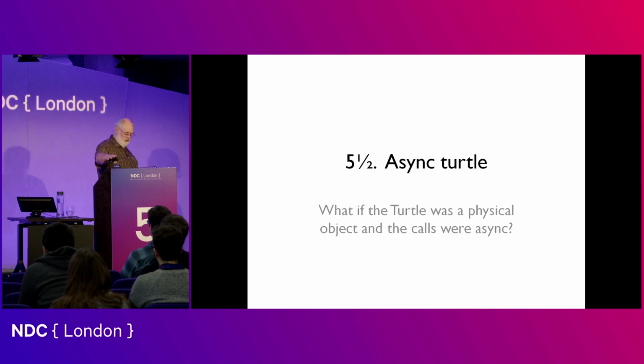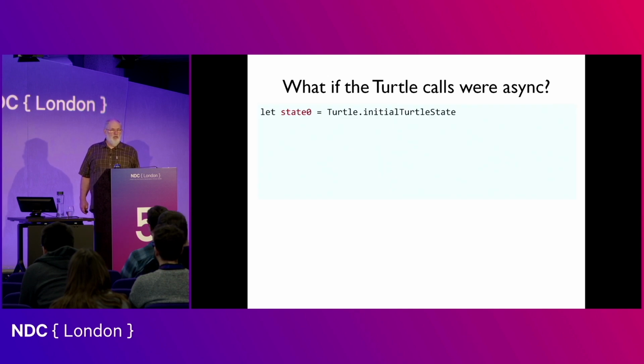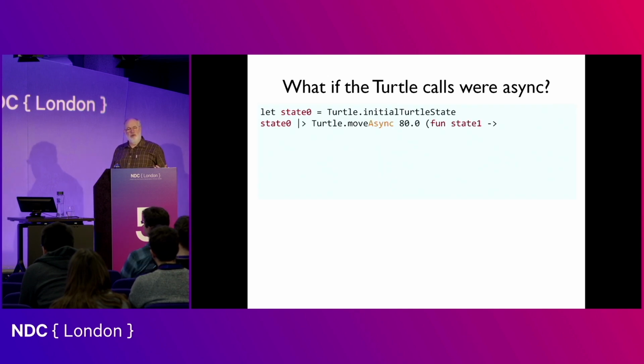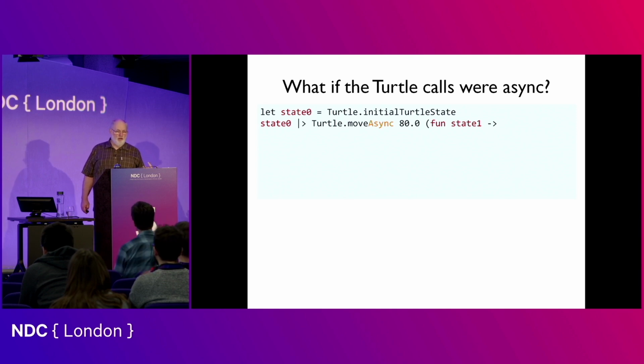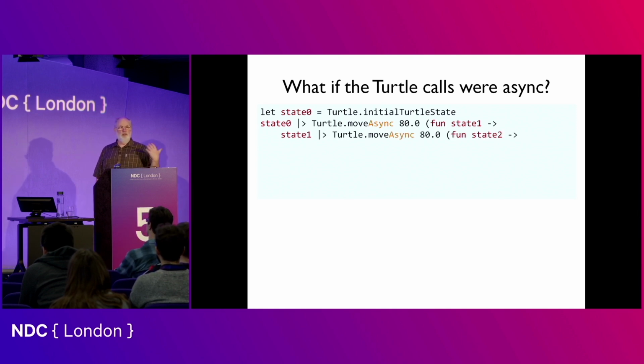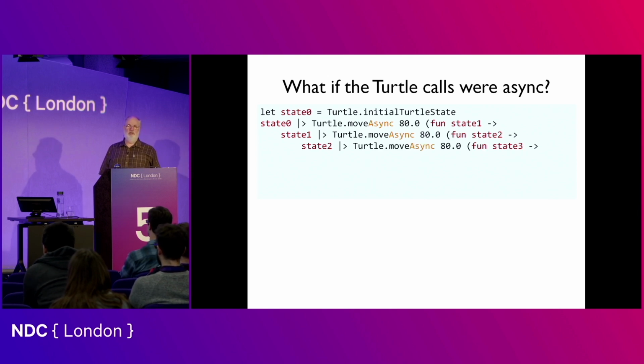Okay, next. Async turtle. So what if the turtle was actually a physical turtle that was moving around the room, like a Roomba or something? You'd have to make a call, and let's say it's an asynchronous call. So you don't actually get the state straight away, you have to wait for the state to come. It's a callback. So given that it finishes, I get the new state, and I make another move, and then I have to wait for that to finish, and I have to wait for that to finish, and I have to wait for that to finish.